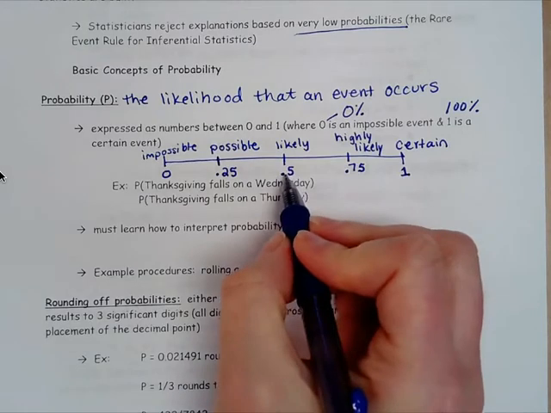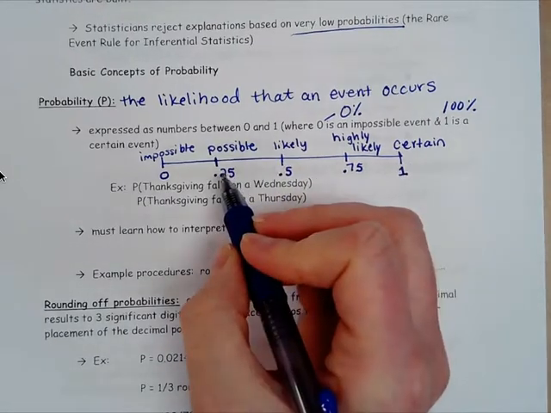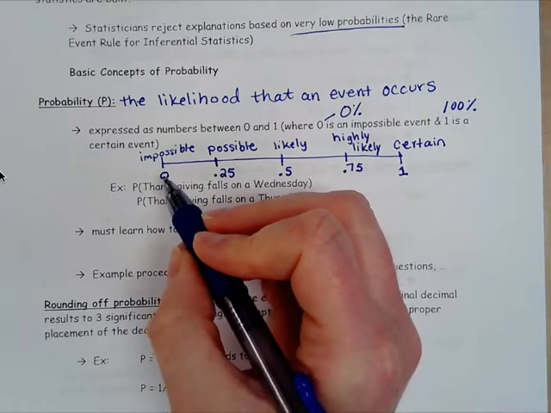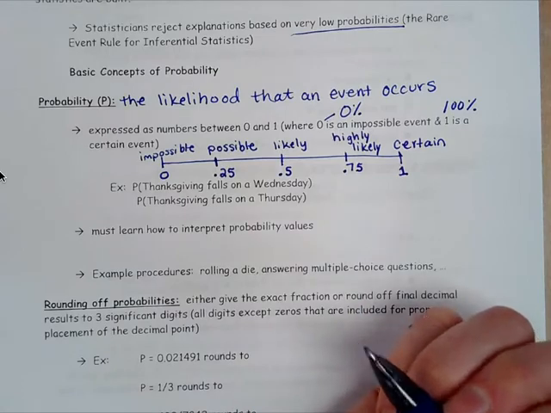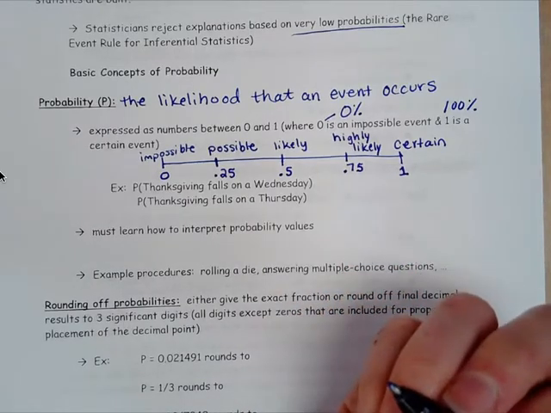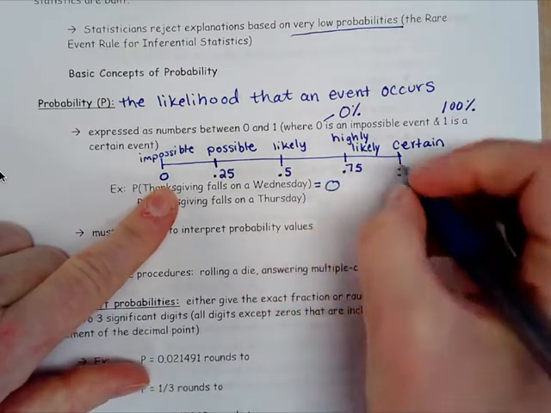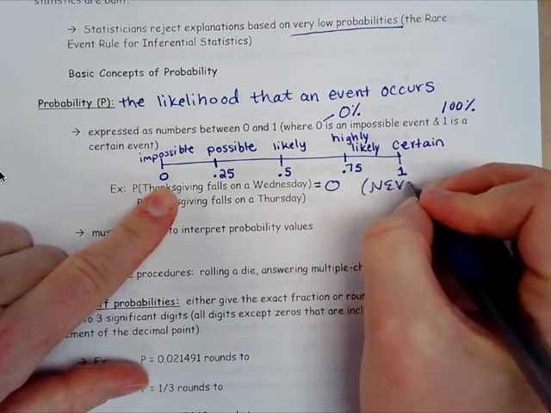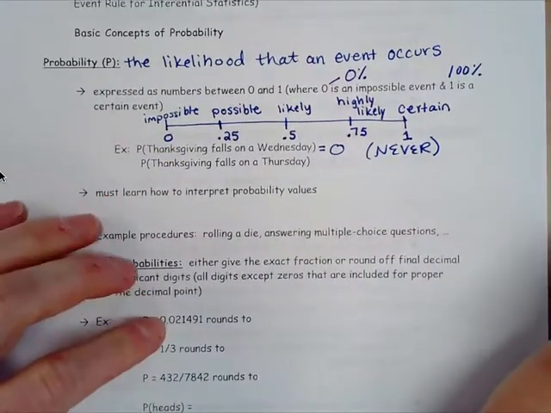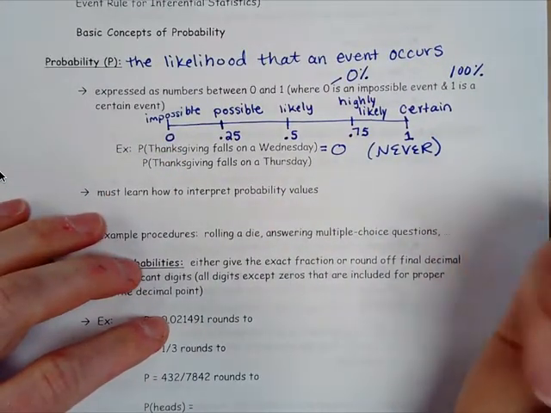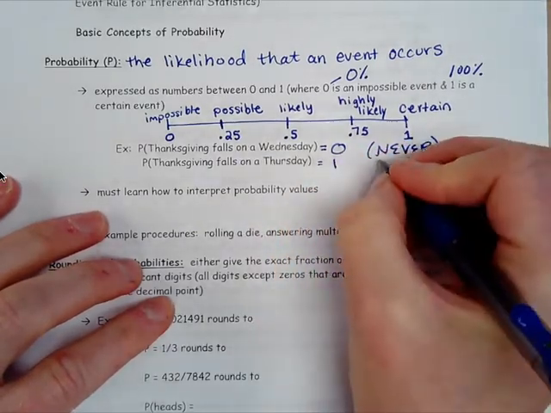So a probability of 0.5 is likely. Probability of 1 is certain. Probability of 0.25, it's possible. Probability of 0, impossible. P, Thanksgiving falls on a Wednesday. Do y'all know anything about Thanksgiving and what day it always falls on? Thursday. So what's the probability of this? 0. Never. Probability Thanksgiving falls on a Thursday. 100%. It's a 1. Always.